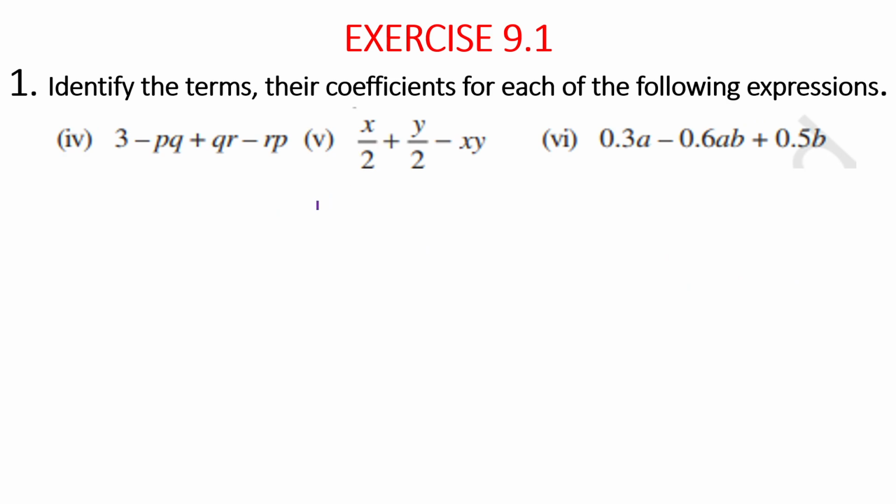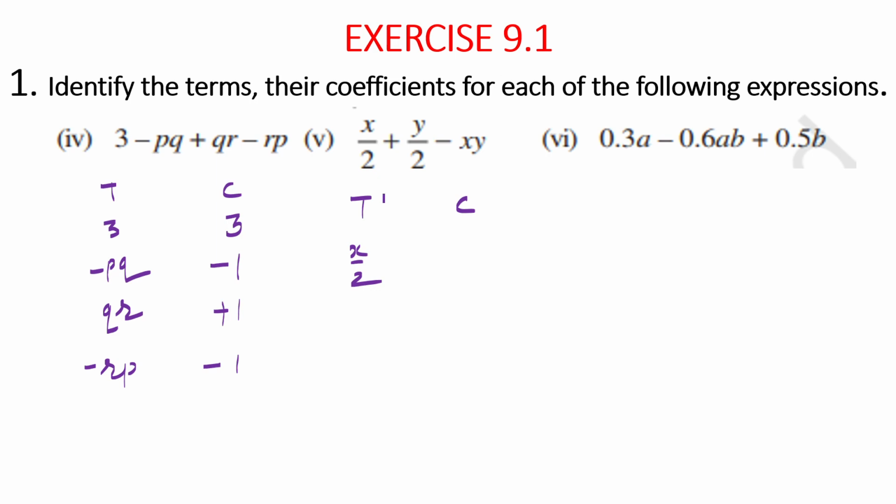Now the same argument. Now there are the terms and coefficients. In this case there are 4 terms: 3, minus PQ, QR, and minus RP. I already told you the coefficient of a constant is the constant itself. PQ is multiplied by minus 1, QR is multiplied by plus 1, RP is multiplied by minus 1. Clear? Now in this case, what are the terms and what are the coefficients of the terms?